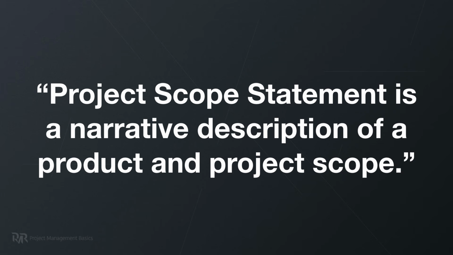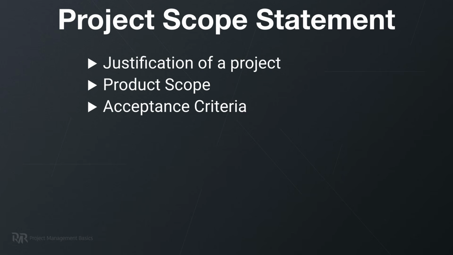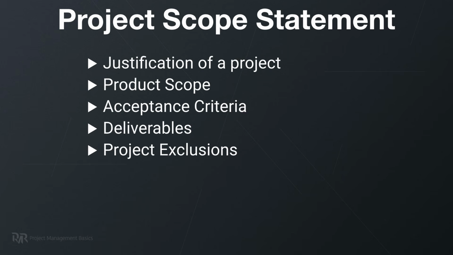Project scope statement is a narrative description of a product and project scope. It is used as a written confirmation of what your project is going to produce and how. What's the key to useful project scope statement? I believe you need to use terms and language that any stakeholder understands. This piece of project scope baseline is mainly for your customers and clients. What should be included? Justification of a project, product scope, acceptance criteria, deliverables, project's exclusions, constraints, and assumptions.